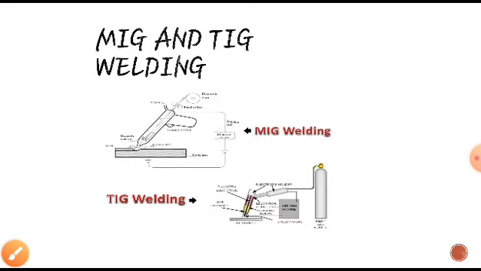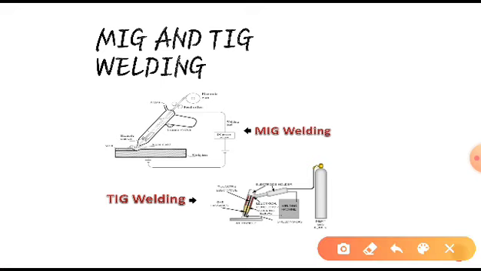Here is the difference between MIG and TIG welding. In MIG welding, this electrode wire filler material is the electrode, which is consumed here, and in TIG welding, no such electrode wire is used. Here tungsten is used as the electrode.